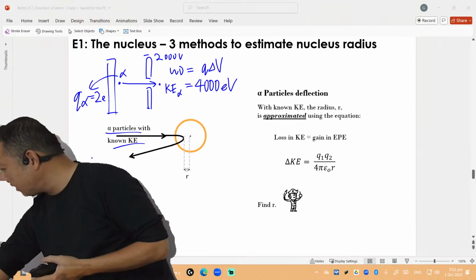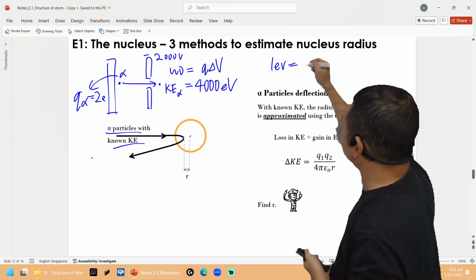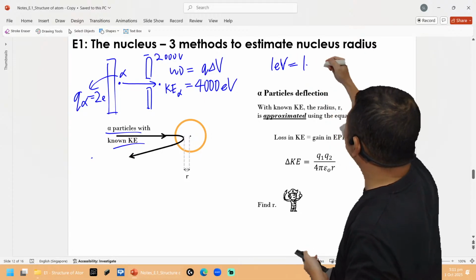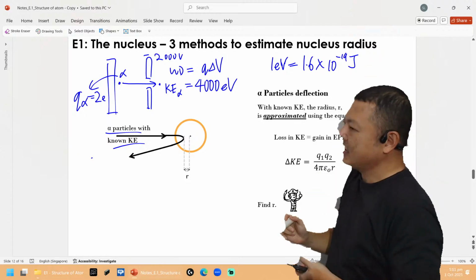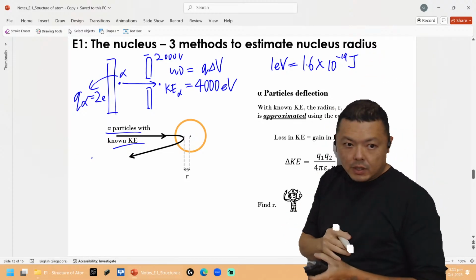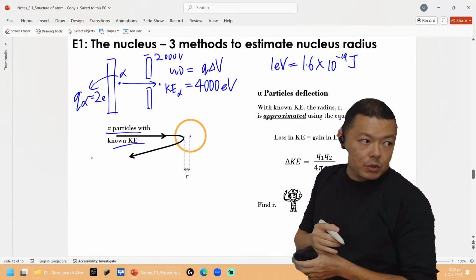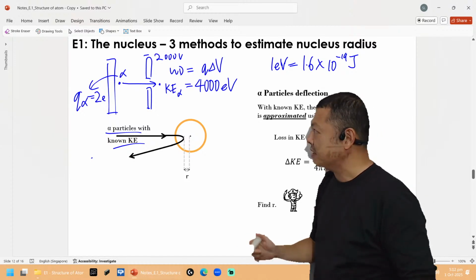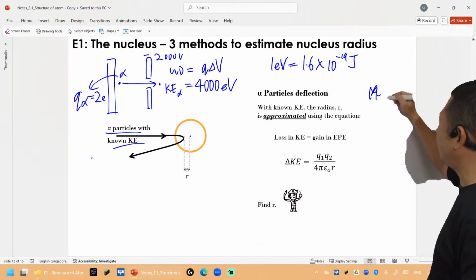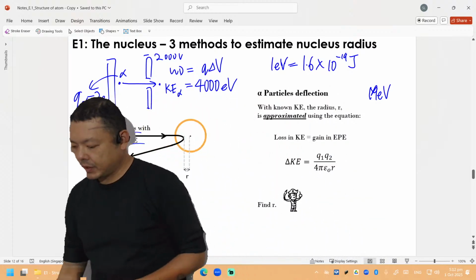All right. So the conversion is 1 eV equals 1.6 times 10 to the power minus 19 joules. Just in case you know, eV means electron volt. It's a unit, electron volt. Sometimes, actually for this chapter, you see more of MeV. What does that stand for? Mega electron volts. Okay, good.